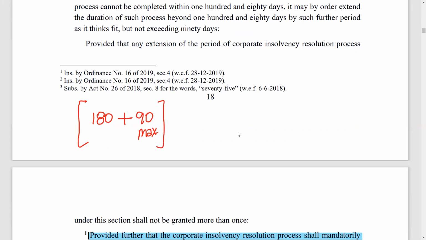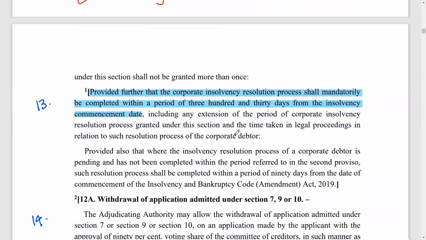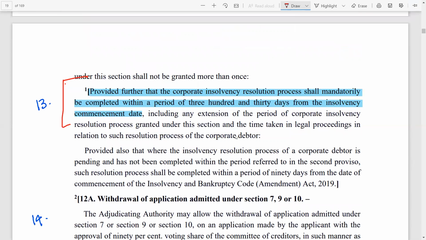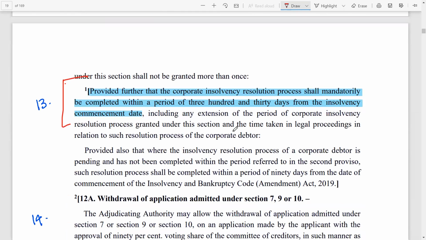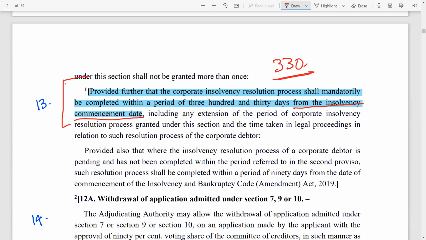However, if it is a fast track CIRP, the timeline is totally half. It is 90 plus 45 days. Thereafter, there is again an amendment: though we have 180 plus 90 days, we had seen in a lot of cases where writ petitions used to be filed in the High Court or the Supreme Court, and all those petitions used to delay the entire timeline process. Now they have added a proviso to this, and they have said that the overall time period is 330 days. So within 330 days from the date of the commencement of the insolvency, that is the date when the application is admitted. From that day, within 330 days.